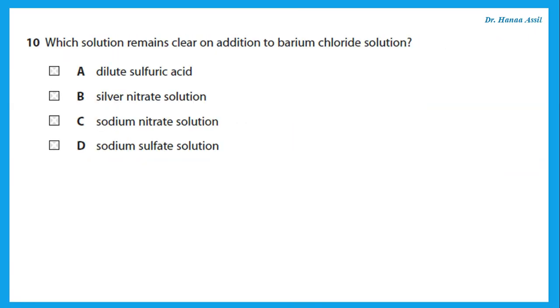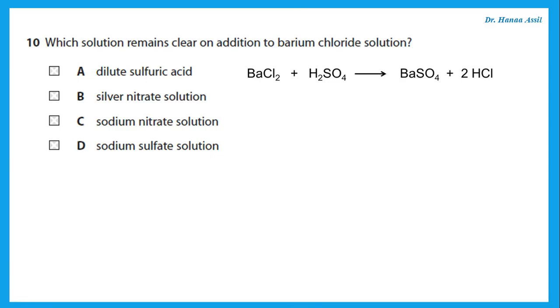Which solution remains clear on addition to barium chloride? So we're reacting each of these with barium chloride. For example, in A, we are reacting barium chloride with sulfuric acid. So what should we get? Barium sulfate plus hydrochloric acid. Now, will this solution remain clear or will it form a precipitate?